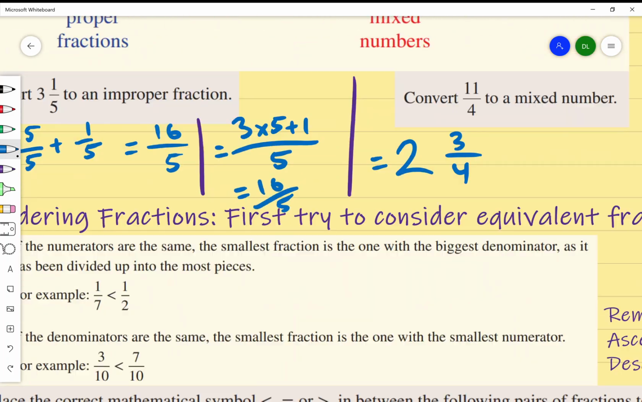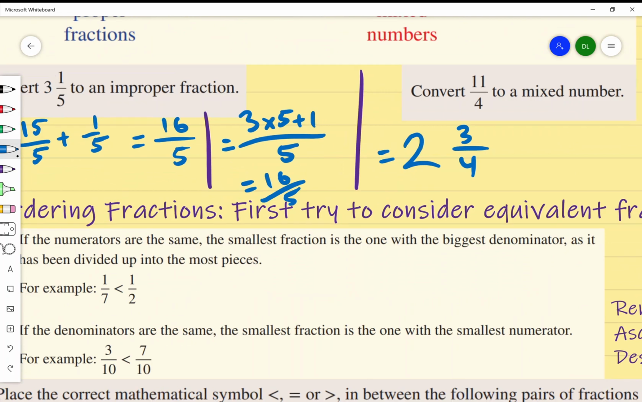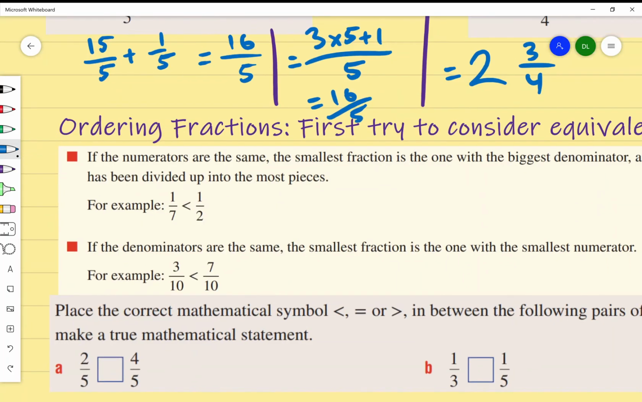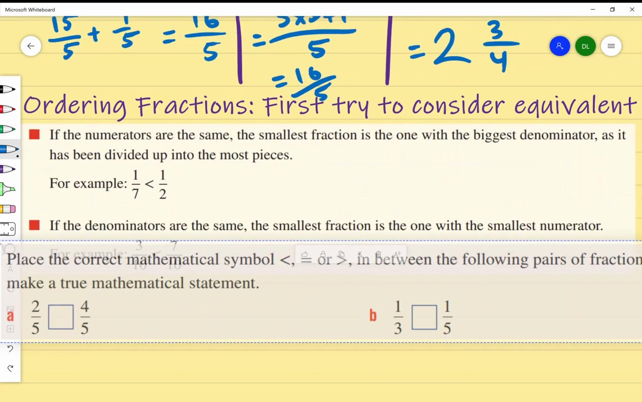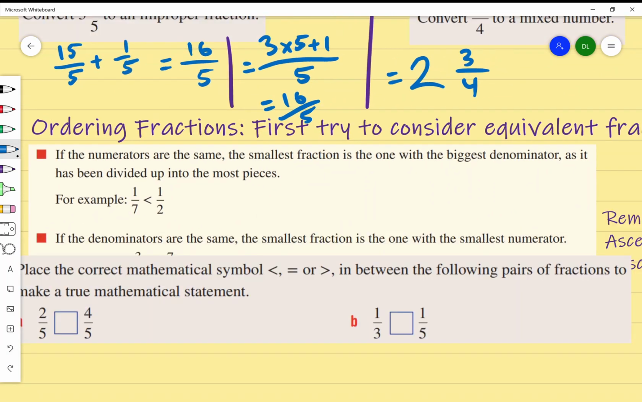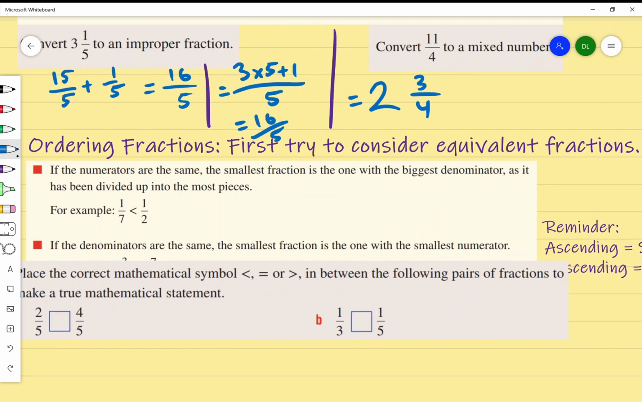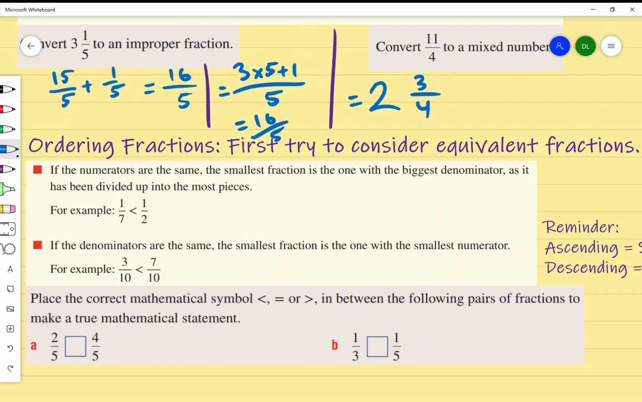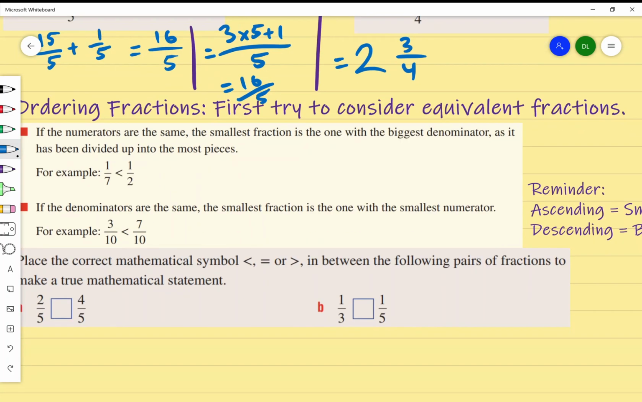So let's do 4D now. Now, once again, you don't have to write all this down. I'll tell you what to write down. Okay, so for exercise 4D, what we're doing is ordering fractions. So all we need to do is remember that ascending means increasing, and descending means we're going down.